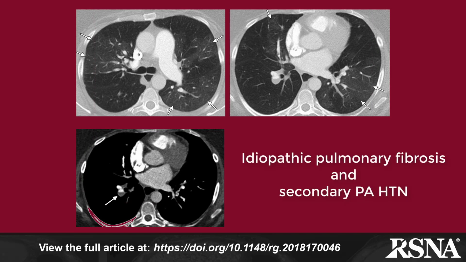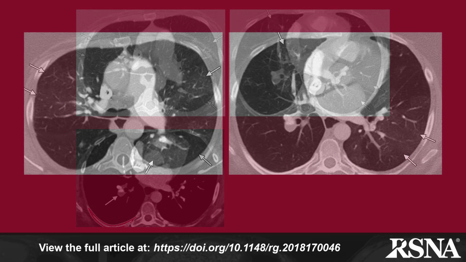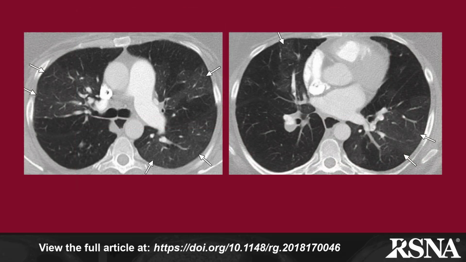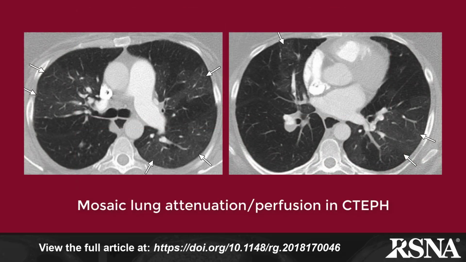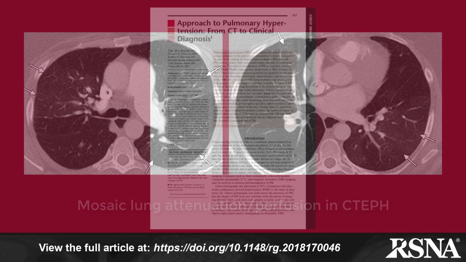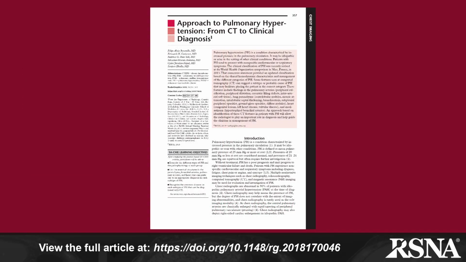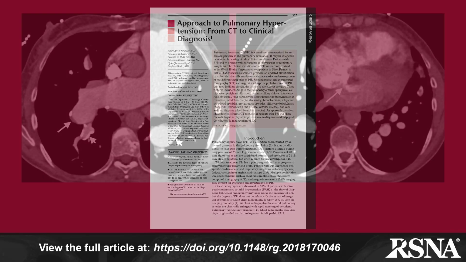Subpleural reticulation is most characteristic of chronic fibrotic interstitial lung disease, including idiopathic pulmonary fibrosis and fibrotic nonspecific interstitial pneumonitis. Mosaic attenuation of lung parenchyma is seen in chronic thromboembolic pulmonary hypertension, or CTEPH. Interlobular septal thickening and diffuse ground glass opacity are typically the signs of interstitial edema, as is seen in group 2 patients with pulmonary hypertension that is secondary to left heart failure.